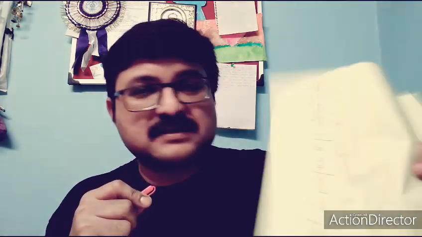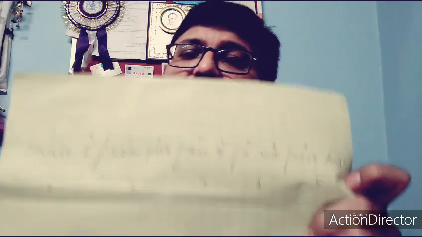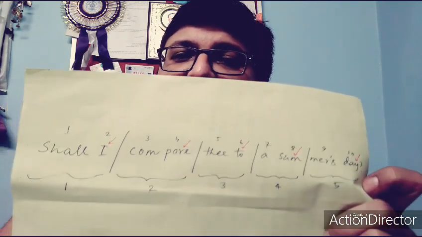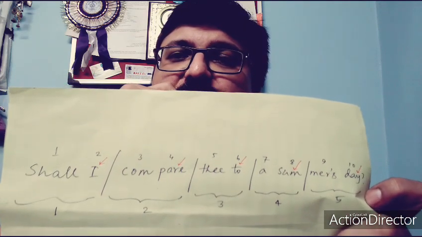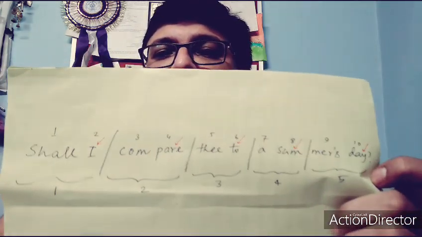line. This is, I hope you can see it. This is the iambic pentameter line. Look, each line contains 10 syllables. Divide the words into 10 syllables like this, and divide the 10 syllables into 5 parts or 5 pairs. Okay, can you see it? 5 parts or 5 pairs.